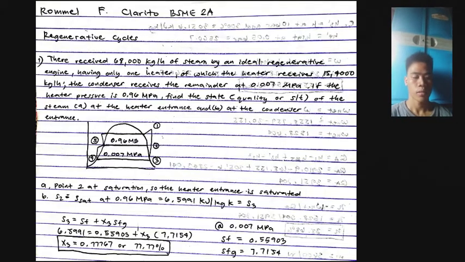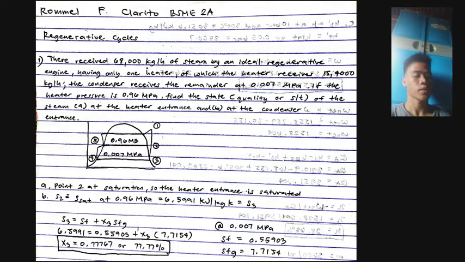Number 1. They receive 68,000 kg per hour of steam by an ideal regenerative engine, having only one heater, of which the heater receives 15,400 kg per hour. The condenser receives the remainder at 0.007 MPa. If the heater pressure is 0.96 MPa, find the state, quality or SLT of the steam. A. At the heater entrance and B. At the condenser entrance.